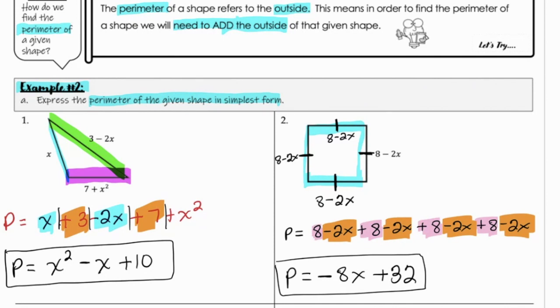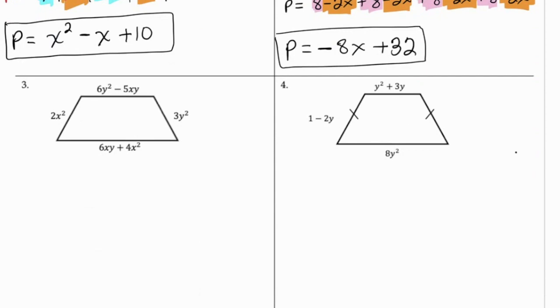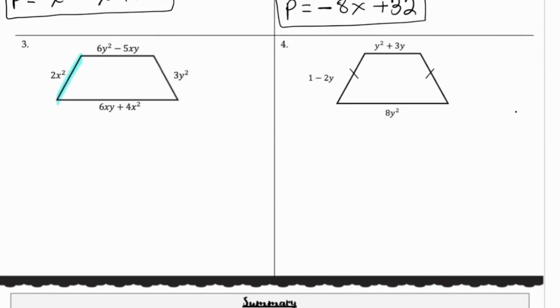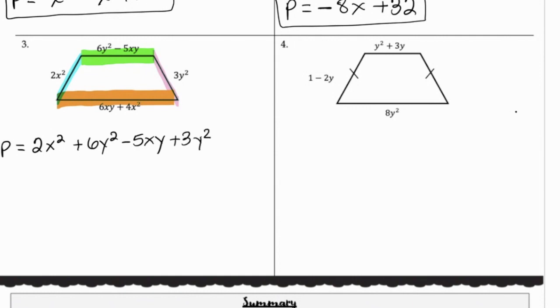All right, let's go to our last 2 problems. So I have here a trapezoid. This is known as a trapezoid. I'm highlighting all my sides. They're all different. There's no markings telling me that their sides are the same. So I am going to start off by writing my perimeter is equal to 2x squared, 6y squared minus 5xy, plus 3y squared plus 6xy plus 4x squared. So that's a long one.